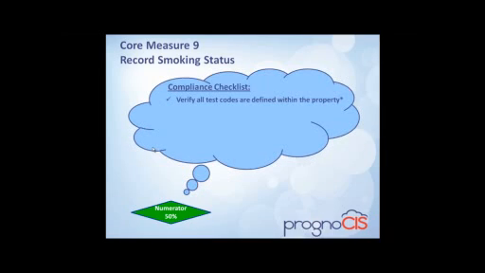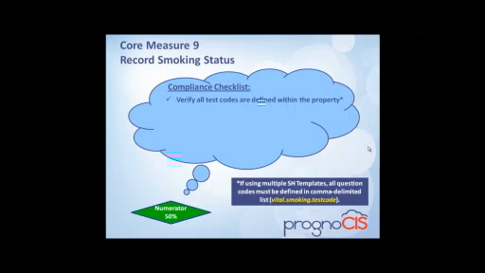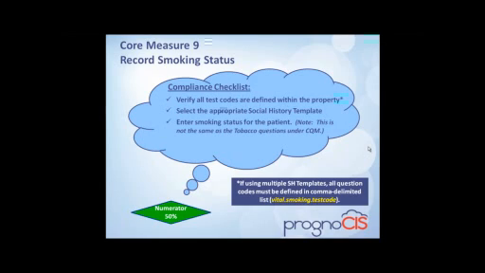So as a summary for our compliance checklist, we want to make sure that all of the test codes that we use are defined within the property. If you're using multiple templates, again, it could be a comma delimited list. We want to remember to select the appropriate template for our patient, keeping in mind, again, this is only for patients 13 and over. Enter the smoking status, and remember that this is not the same as the tobacco questions that you will encounter under Clinical Quality Measure 10. And then you want to save the template.